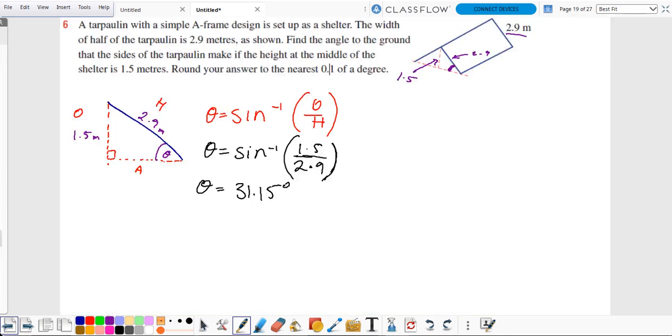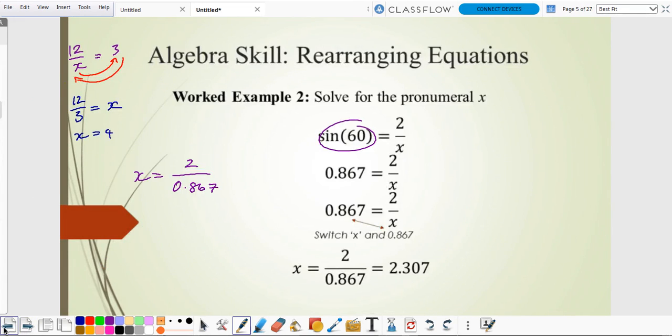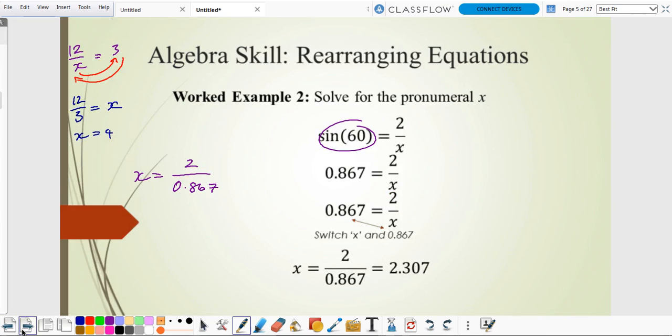Also, you'll remember, I'm going to quickly go back to 4A. Remember when we learned these things? So when you get a question like sine 45 equals x over 2, if the unknown's on top, just get that 2 on the bottom, bring it to the other side, and it becomes times, because it's divide here. But if your unknown is on the bottom, all you have to do is swap them. The unknown goes on the left, that number goes on the right, and then you evaluate it. So just keep in mind how we rearrange equations to solve them.